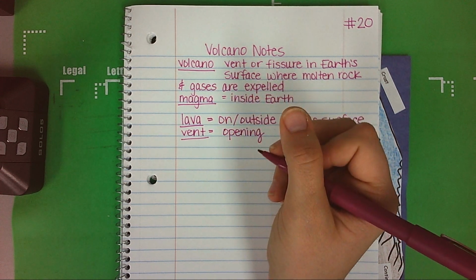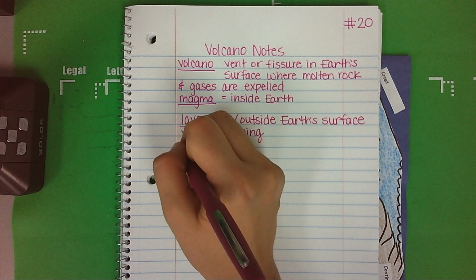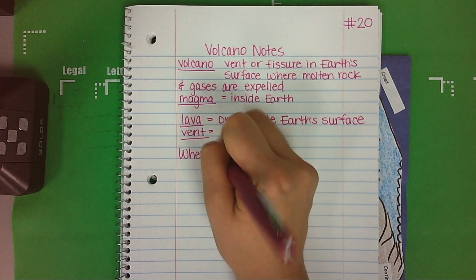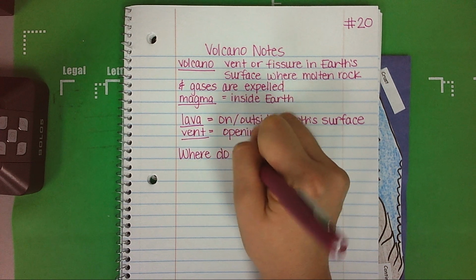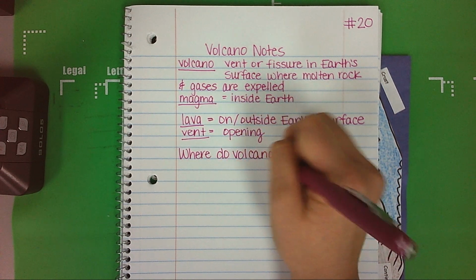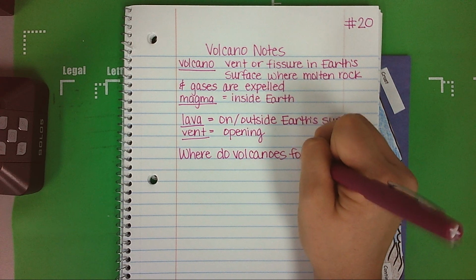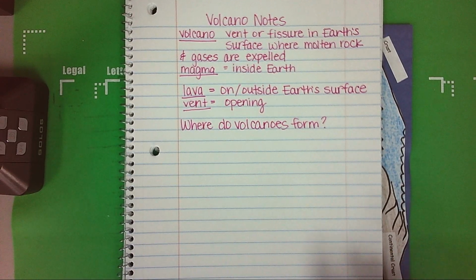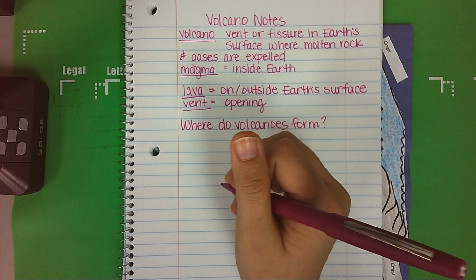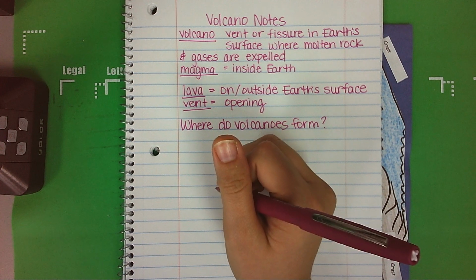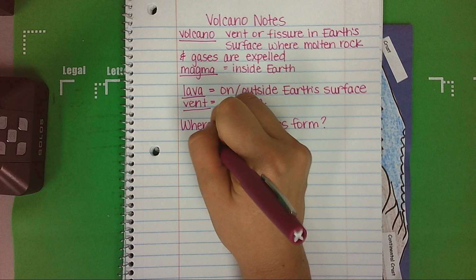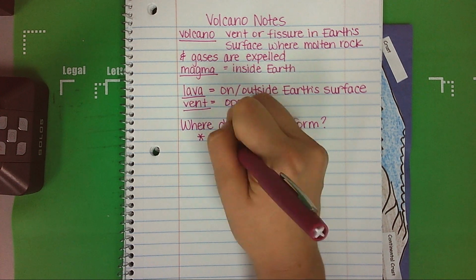Okay, so let's talk about where volcanoes form. So where do volcanoes form? This is going to help you with your model project, because it's very important to know volcanoes don't just form anywhere they want to. You can't just decide tomorrow that a volcano is just going to pop out on our surface. Alright, so they can form at convergent boundaries.